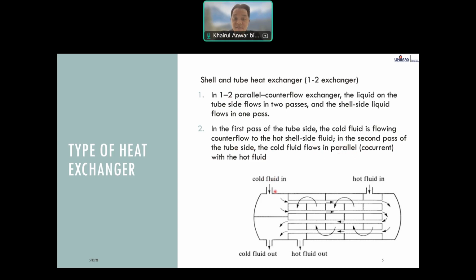So the two here refers to the cold fluid. This is the first pass, and this is the second pass for the cold fluid. But for the hot fluid, it's still one pass. So, 1-2 exchanger.